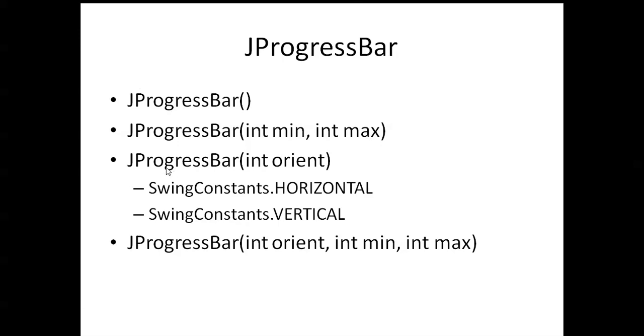Third constructor form is JProgressBar(int orient), where we can mention the orientation of the progress bar. If we want to display the horizontal progress bar, then we use the orient value as SwingConstants.HORIZONTAL. If we want to display the vertical progress bar, then we use SwingConstants.VERTICAL. Then the last constructor form consists of three parameters, where orient is the orientation of the progress bar, and the minimum and maximum value of the progress bar.